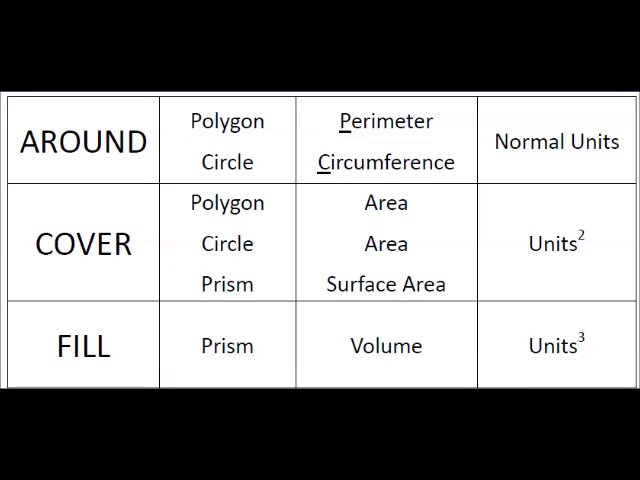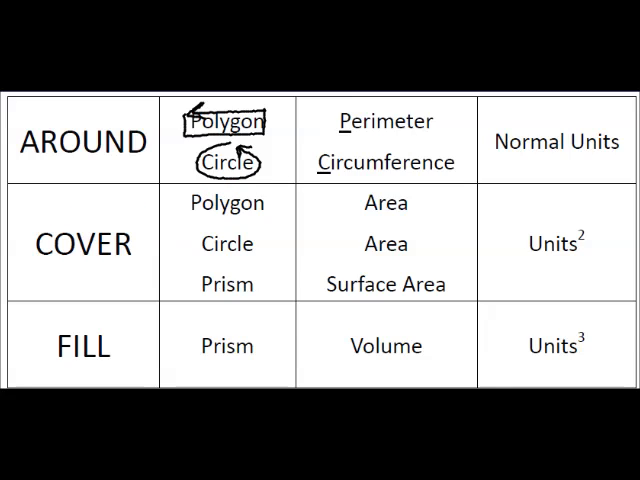Now, if I want to go around a polygon, I would measure that distance all the way around. I could figure out how much that is with a string and lay it out, or I could go all the way around a circle with a string, lay it out, and that's going to be the perimeter or the circumference. And that's going to be normal units because I'm just measuring with a ruler.